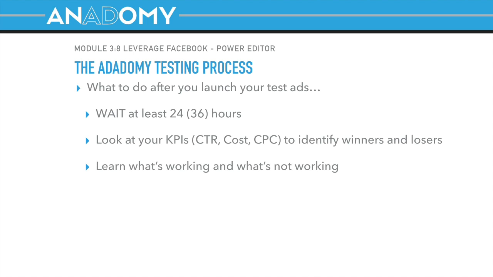After you've looked at your KPIs, you'll be able to quickly identify what's working and what's not working. You're going to kill your losers and just turn off all ad sets and ads that aren't performing. Now that we've eliminated our losers, our budget has shrunk significantly. So the next step, of course, is scaling up your winners. So we're going to talk the rest of this lesson all about scaling your winning ads.